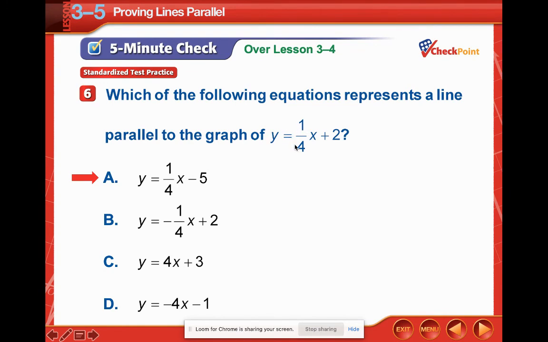If it's parallel, it has to have the same slope. So we know this slope is 1/4, and this slope is also 1/4. This is a negative 1/4, so B is wrong. This is 4, which is not a quarter, and this is negative 4, which is not a quarter. This is actually the perpendicular slope, so if we were looking for the perpendicular line, it would be this one, but it's actually A for this one.